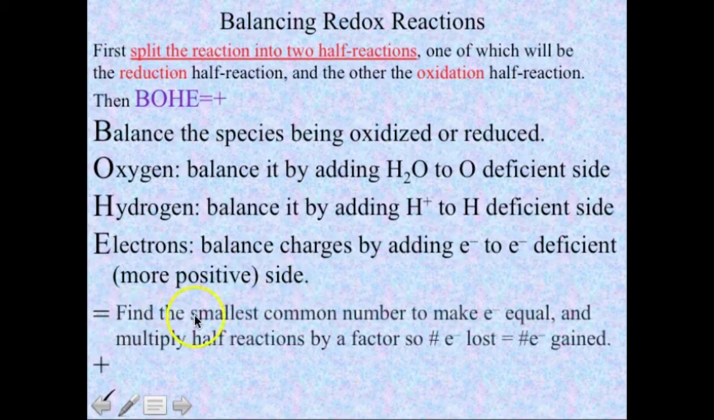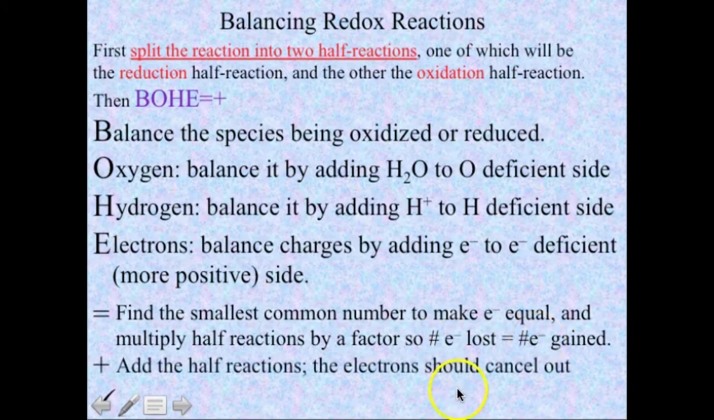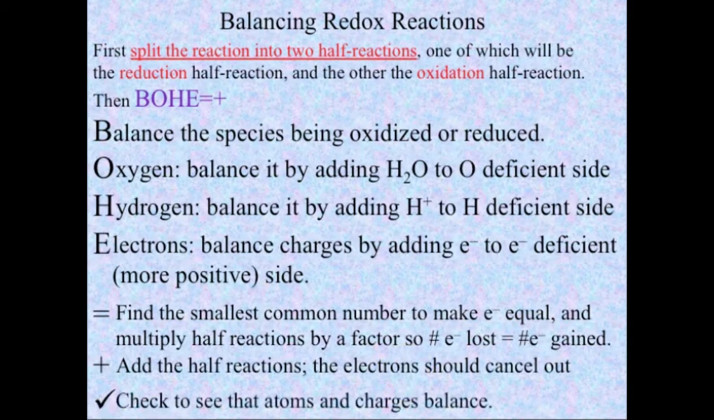Then equals: find the smallest common number to make the electrons being lost on the oxidation side and gained on the reduction side equal, and multiply half reactions by a factor so the number of electrons lost equals the number of electrons gained. Then add the half reactions. The electrons should cancel out. And then check your work to see that atoms and charges balance.